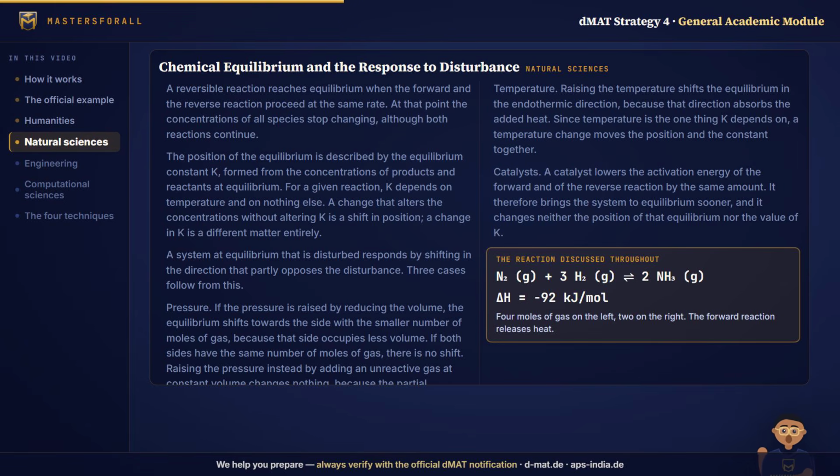And the reaction, nitrogen plus 3 hydrogen to 2 ammonia, enthalpy change minus 92. 2 facts live in that line, 4 moles of gas on the left, 2 on the right, and the minus sign means forward is exothermic, so backward is the endothermic direction.